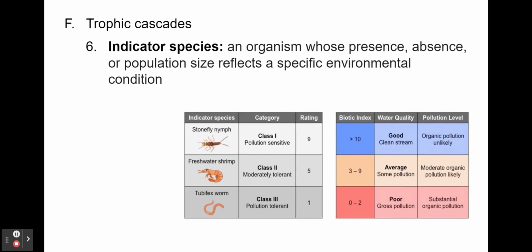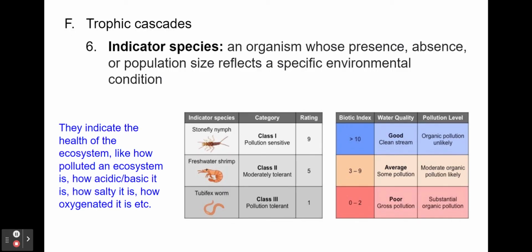And finally, detail 6, our final species for today is an indicator species. This is a really sensitive organism, an organism whose presence, absence, or population size reflects a specific environmental condition. Here's what I mean by this. They indicate the health of the ecosystem, like how polluted an ecosystem is. If it's too polluted, they won't be there. If it's very polluted, maybe they're the only things that we see there. How acidic or basic the ecosystem is, how salty it is, how oxygenated it is.